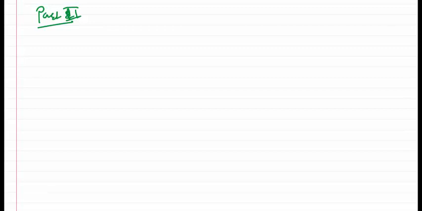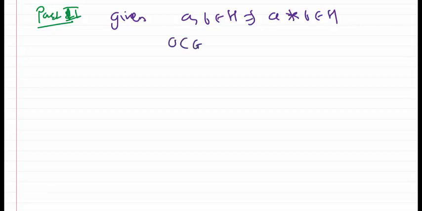Again, if you observe G1: A, B belongs to H implies A star B belongs to H. Again, we have given G is a finite group, means the order of G is finite, n is some number. Also, we have given H is a subset of G, and that is a non-empty set.